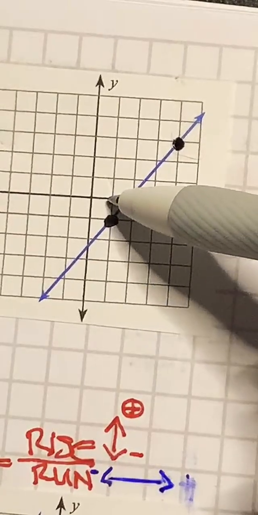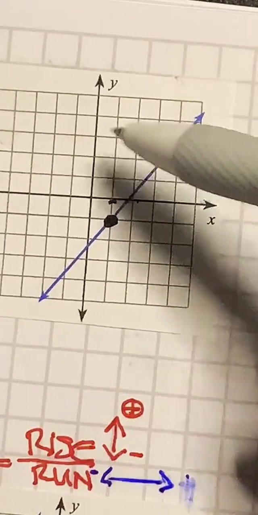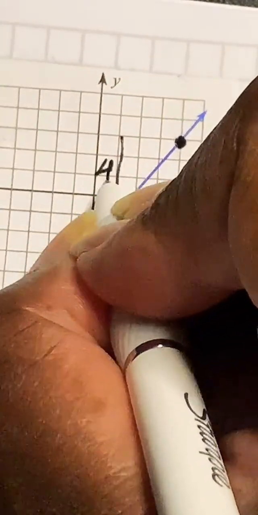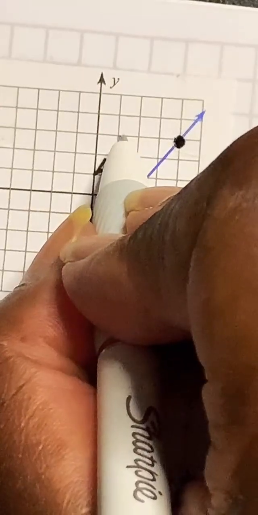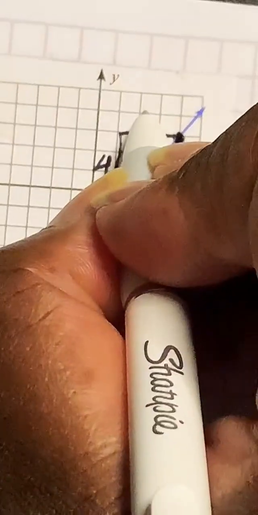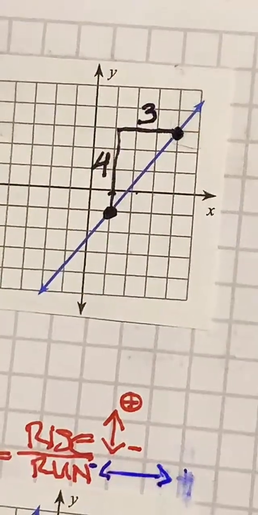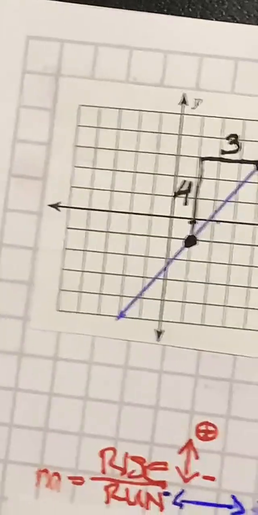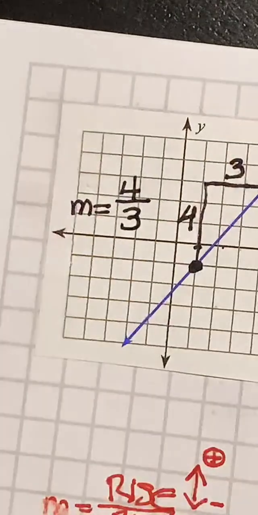So we're going to go up 1, 2, 3, 4. So we went up 4. And then going to the right, 1, 2, 3. Since we're going to the right, it's a positive 3. So my slope is going to be the rise, which is 4, over the run, which is 3.